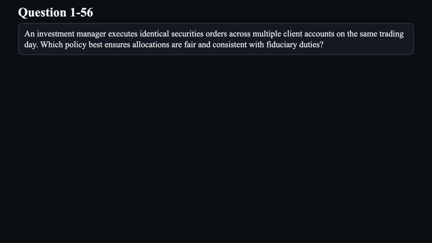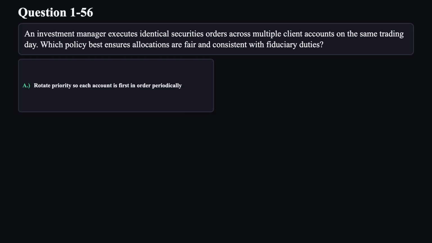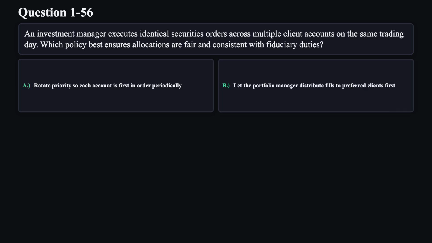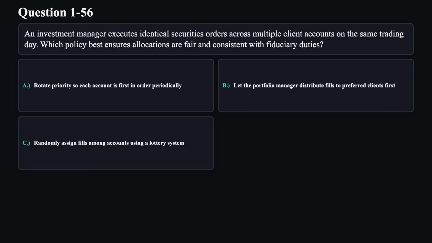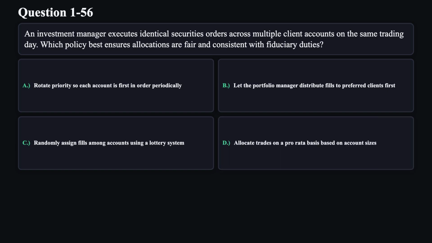Question 56. An investment manager executes identical securities orders across multiple client accounts on the same trading day. Which policy best ensures allocations are fair and consistent with fiduciary duties? A. Rotate priority, so each account is first in order periodically. B. Let the portfolio manager distribute fills to preferred clients first. C. Randomly assign fills among accounts using a lottery system. D. Allocate trades on a pro rata basis based on account sizes.